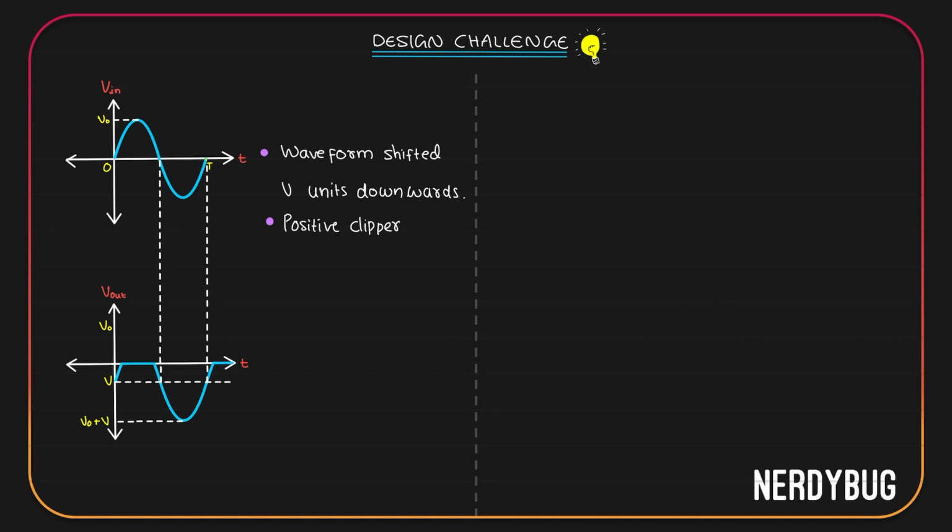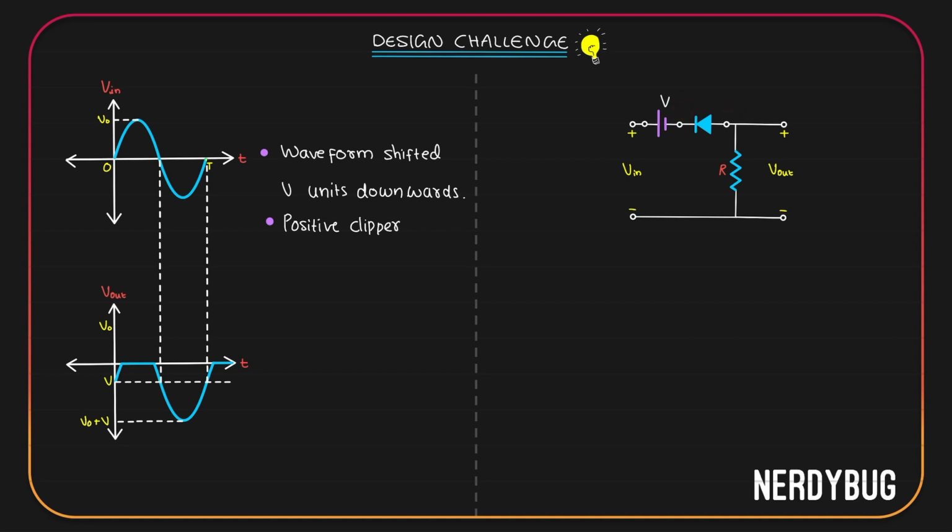Let's try to design the circuit. To make our circuit a positive clipper, we will take the half wave rectifier circuit and switch the directions of the diode like this. We also want the waveform to be shifted V units downwards, which means we have to add a cell in the opposite direction of the input, like this. Let's do the analysis and see if this actually works. Here for the diode to be conducting, it needs negative potential on this side and positive potential on this side. The cell is already providing that, but V input is in its opposite direction. So when V input becomes greater than V, the diode will get positive potential here and negative here. It will be reverse biased.